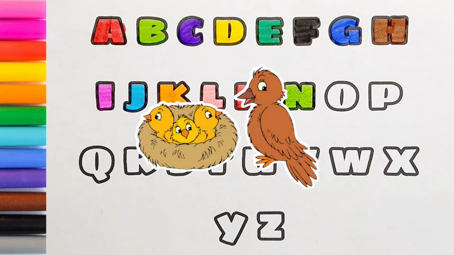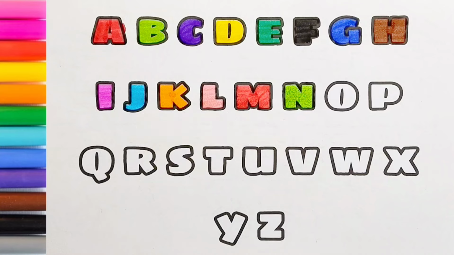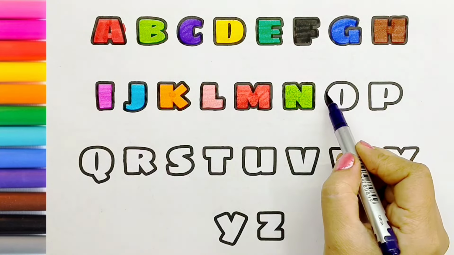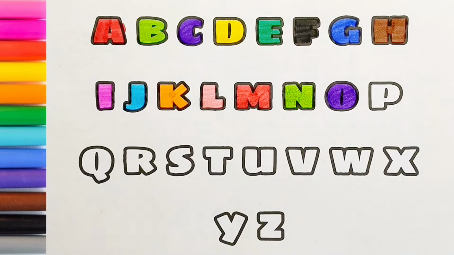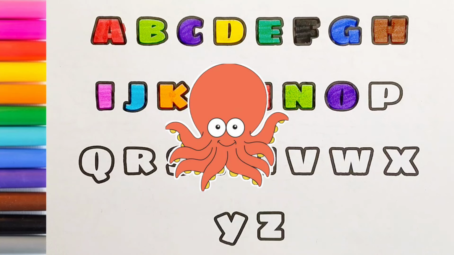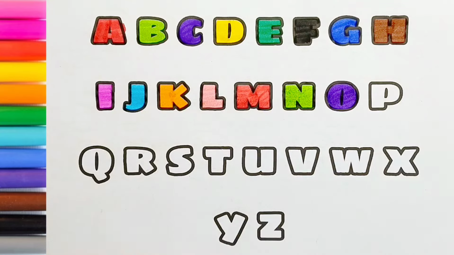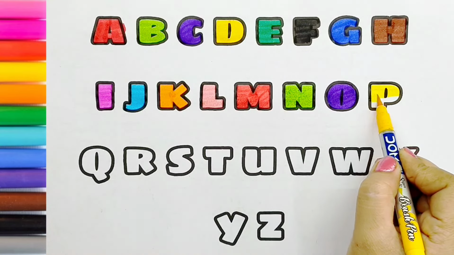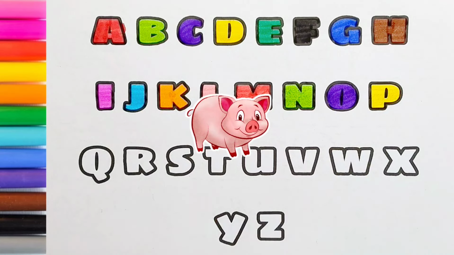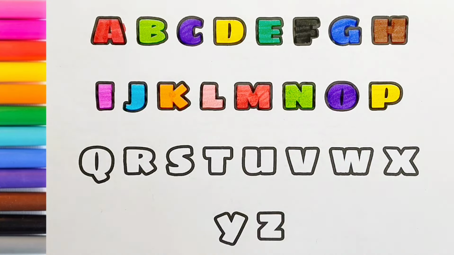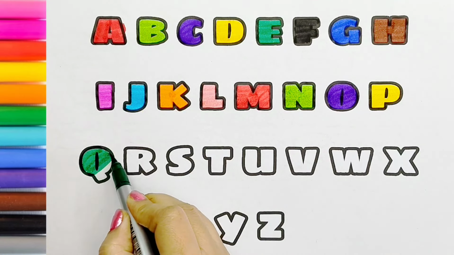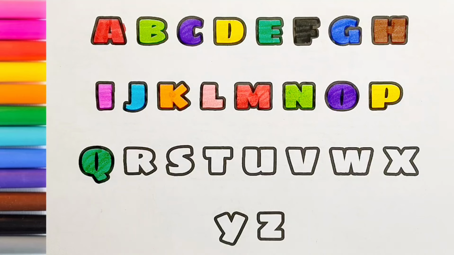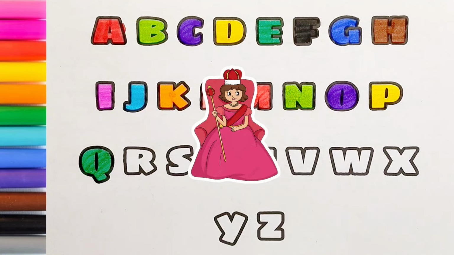Light green color, N. N for nest. Purple color, O. O for octopus. Yellow color, P. P for pig. The green color, Q. Q for queen.